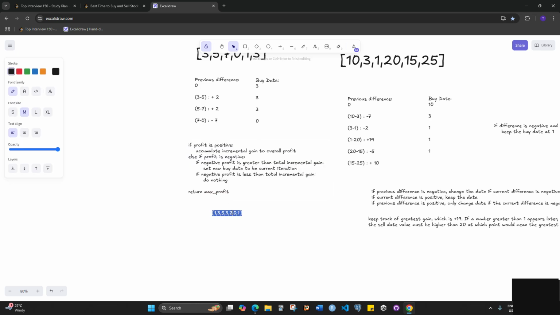Okay, so it's just this incremental gain over here. So if negative profit... so at this iteration over here, it would have been minus 2.